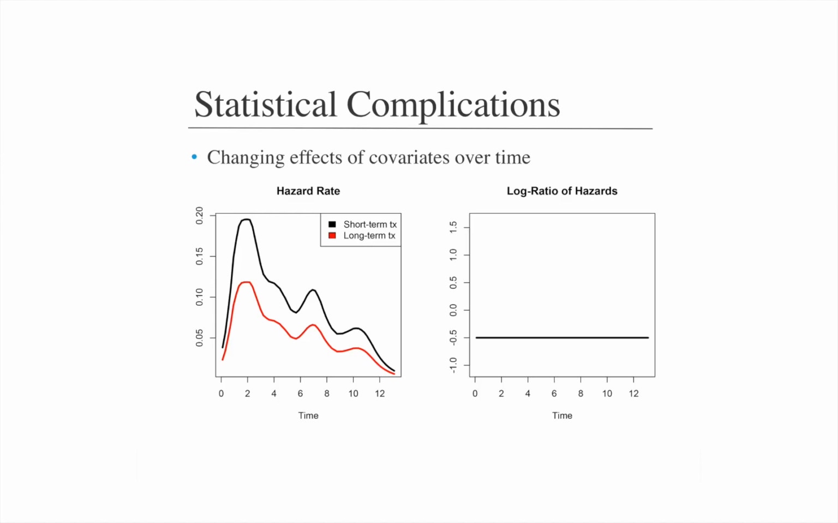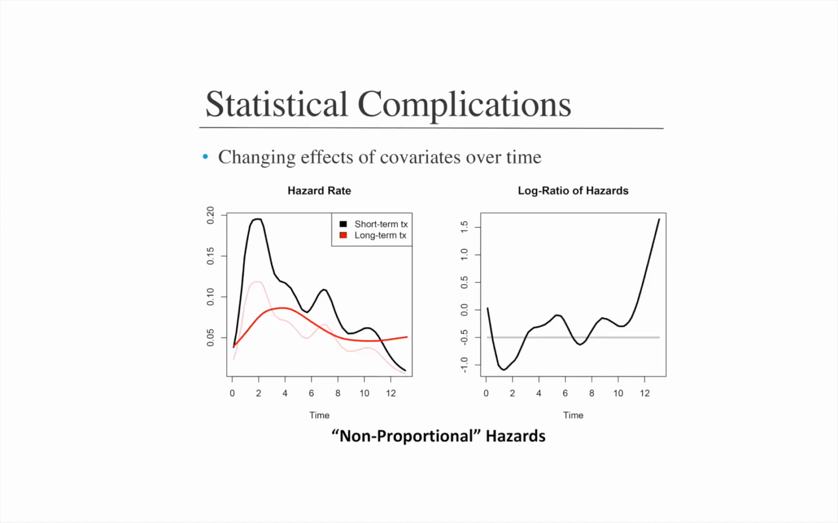And these would be proportional to each other. And on the right, we see what happens if we take the log ratio of those two hazards. So if we use the standard modeling assumption that this treatment effect is constant, this is called proportional hazards, then it wouldn't change over the course of the study. But the reality of what this data looks like is more like this.